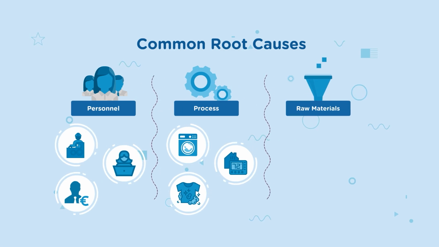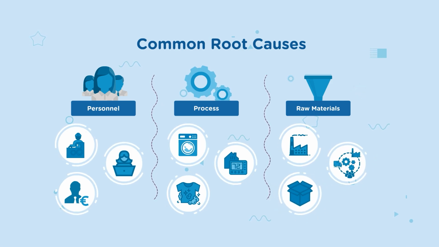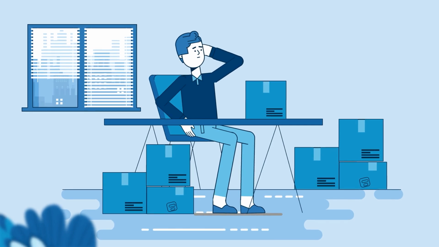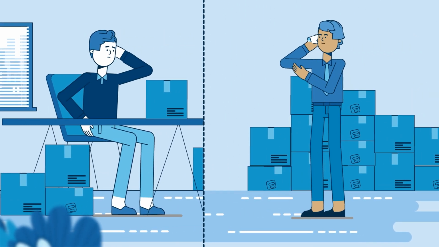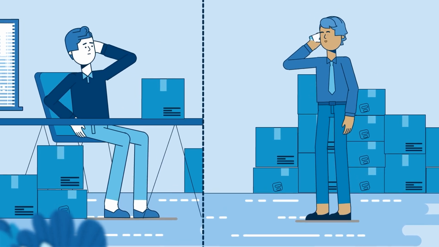Finally, there could have been a change in raw materials, either because a new supplier was used or because the supplier had a change in their process. This could happen, for example, when a supplier is short of components or chemicals. They might then buy from a non-approved supplier.